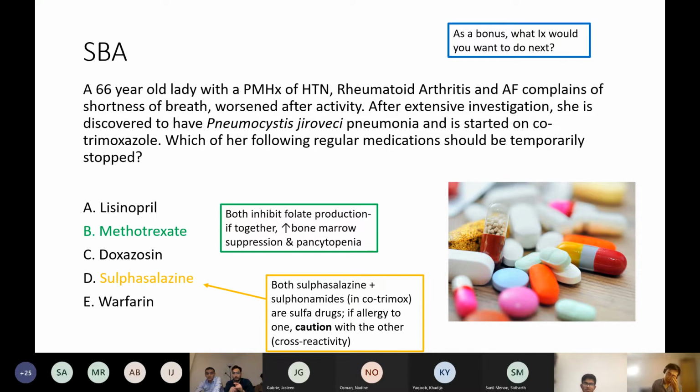As a bonus, in someone who's just been diagnosed with Pneumocystis jirovecii, what blood test am I going to want to do next? Presuming that they haven't got anything in their medical history apart from what I've put on the slide. Very good. HIV, because Pneumocystis jirovecii is an AIDS-defining illness.